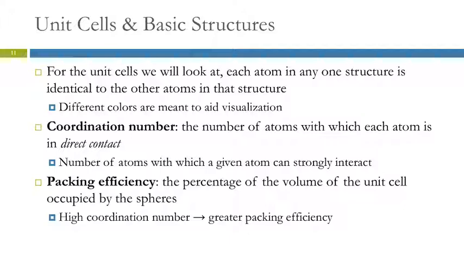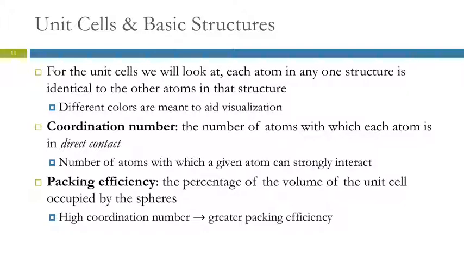We are only going to look at some of the unit cells. What we're going to do is look at unit cells where each atom is the same as the other atoms in that structure. So when we're looking at these cells, we're going to have pictures where the circles are different colors. That doesn't mean they're different atoms. We're just looking at all the lattice points being the same atom or molecule. The colors are just to help us see what's going on, because that can be a little challenging.